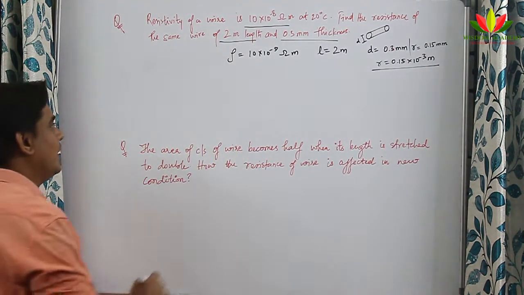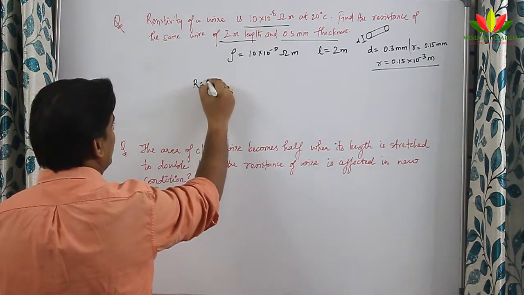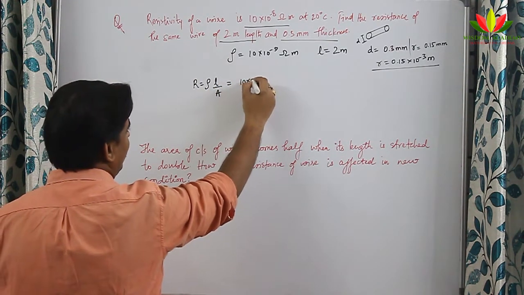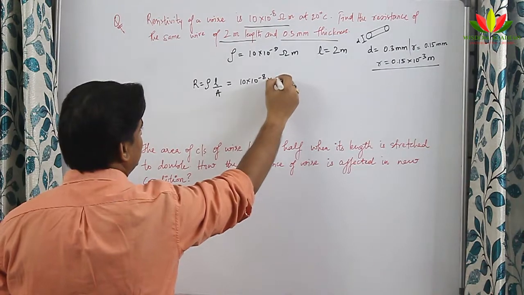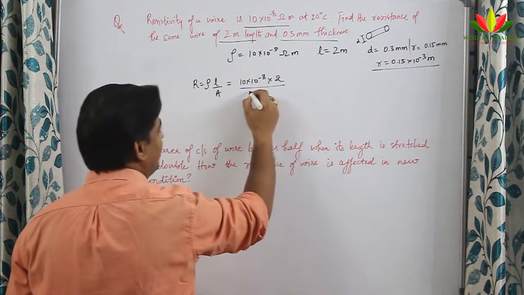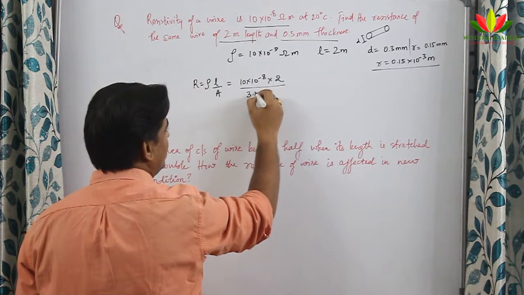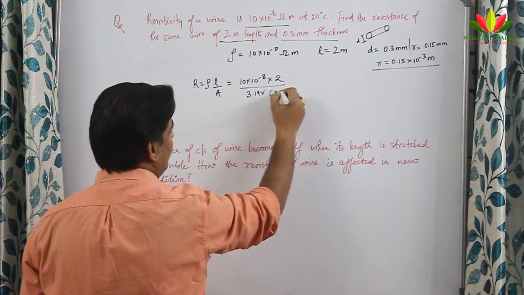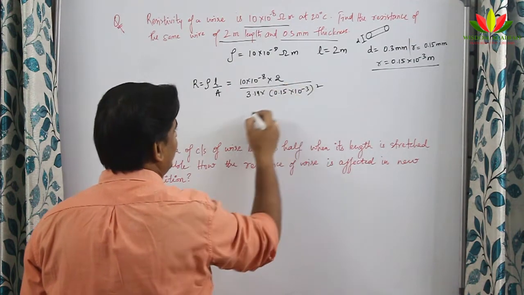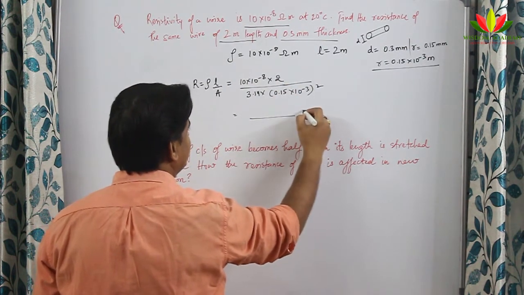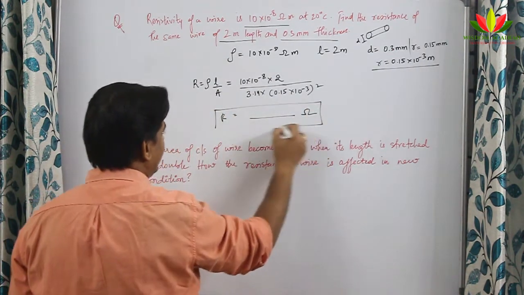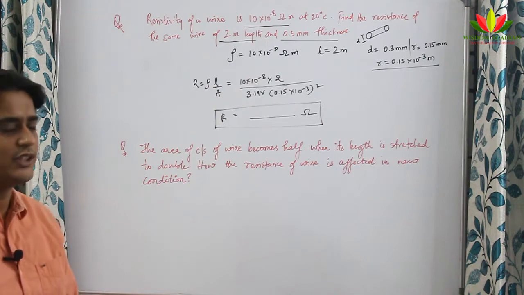Now we know the formula, R is equal to rho L by A. So rho is 10 into 10 to the power minus 8, L is 2, and what is A? A you can find from pi r square. So I will write pi, that is 3.14, into r square, 0.15 into 10 to the power minus 3, the whole square. When you solve this expression, this much ohms will be the resistance of the wire. Very simple question. Let us see the next question.